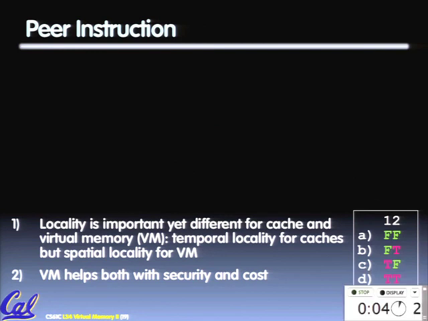True and false. Locality is important, yet different for cache and virtual memory: temporal for caches, but spatial for virtual. And the second: virtual memory helps both with security and cost.